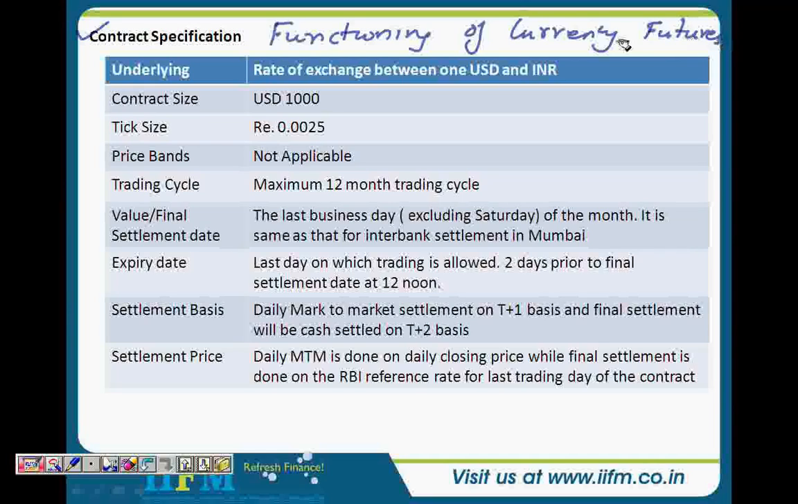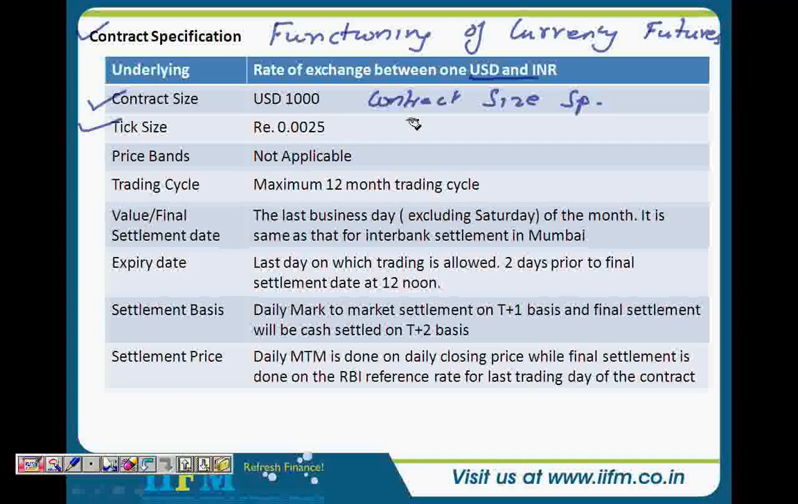So when we talk about standardization, we have to look at the specifications that have been laid down. What are the specifications of the contract? Starting with the contract size. The contract size under a currency future contract, which covers your USD INR, is $1,000. The contract size has been specified, which can be seen here.